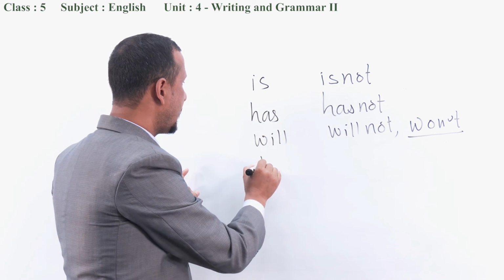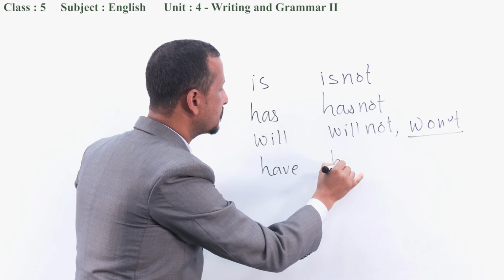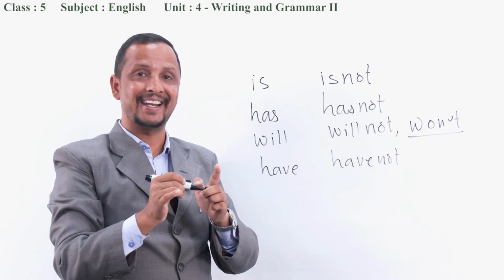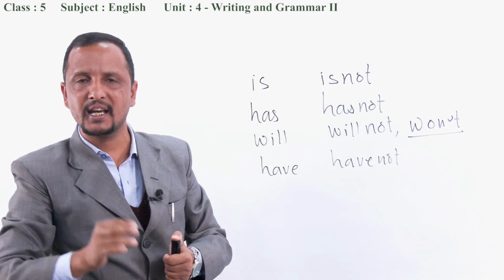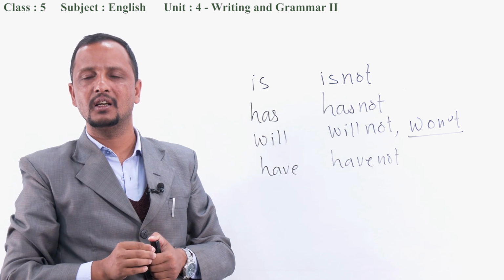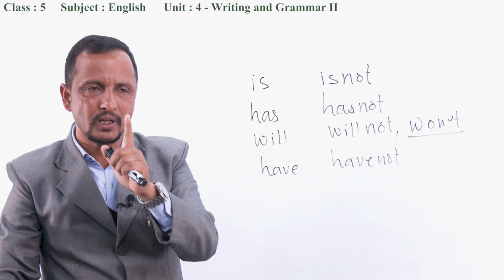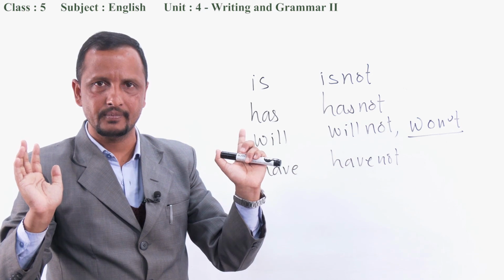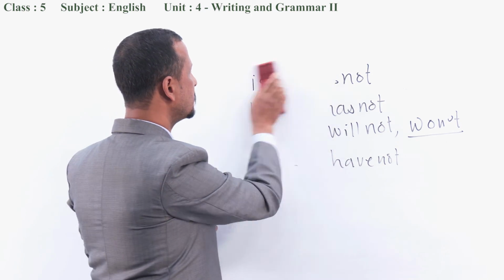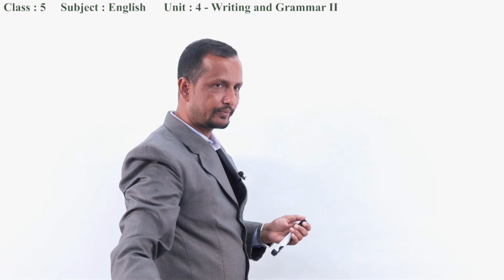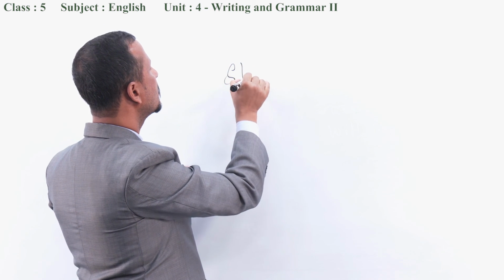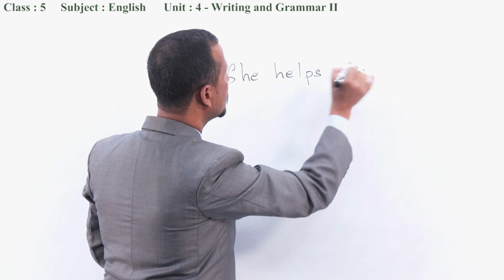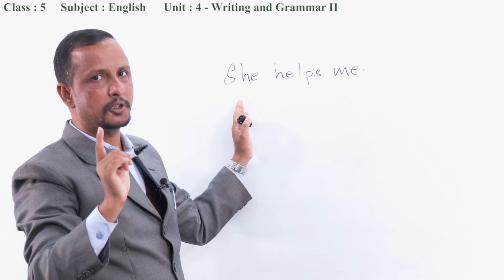And similarly, that will be, have not. In this way we can make negatives, but not all the time, dear students. You notice there. Let's see another sentence I'll give you. This is clear, right? Yeah, not all the time. Let's see another sentence here, one sentence please. She helps me.